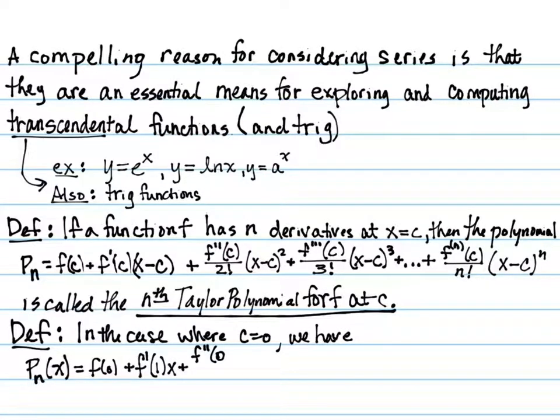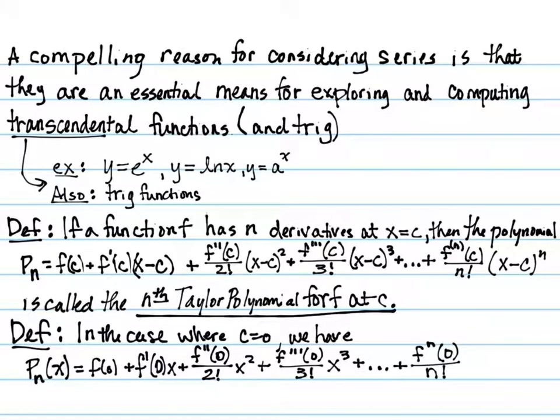Did I say 1? I didn't mean 1, I meant 0. Lots of zeros, we need zeros. And f double prime of 0 over 2 factorial times x squared plus f triple prime of 0 over 3 factorial times x cubed plus, and again we've got those dot dot dots, f nth prime of 0 over n factorial times x to the n.